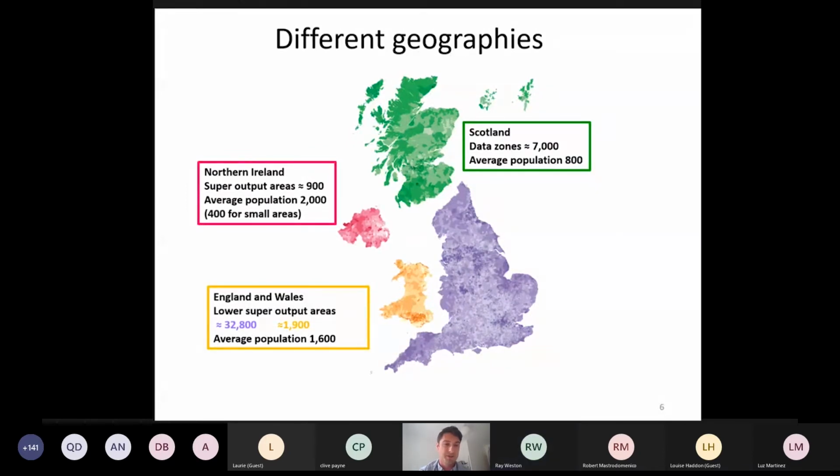Northern Ireland uses super output areas with a slightly larger average population, and England and Wales here, you'll see use lower super output areas, which are smaller areas with a larger average population. But because of that, we have been able to produce some synergies and some harmonization there. But I think it just helps illustrate the scale of the challenge across creating a UK-wide version of the indices. Next slide, please.